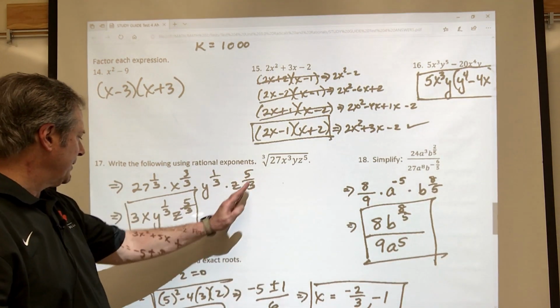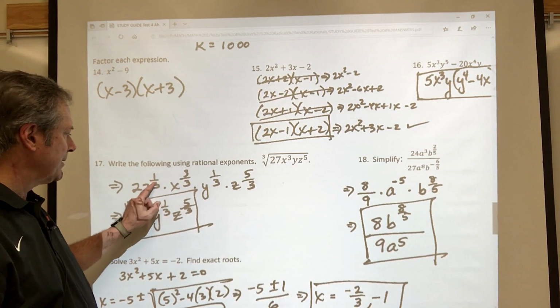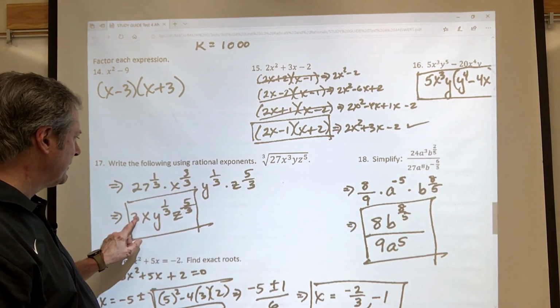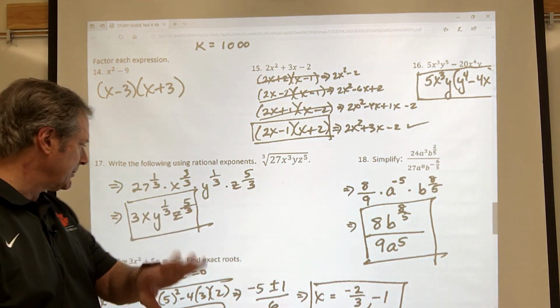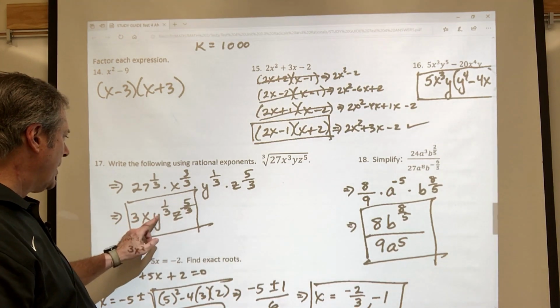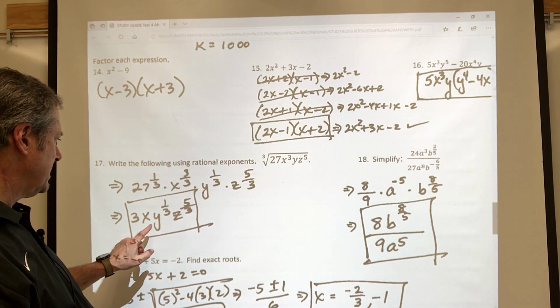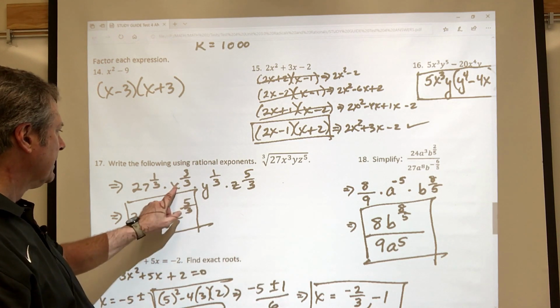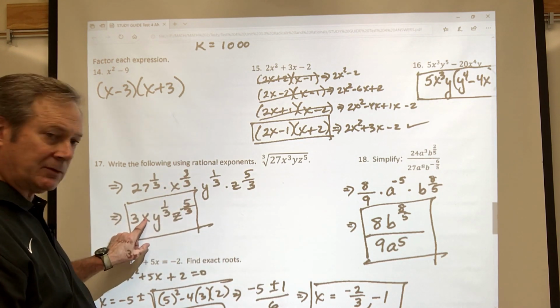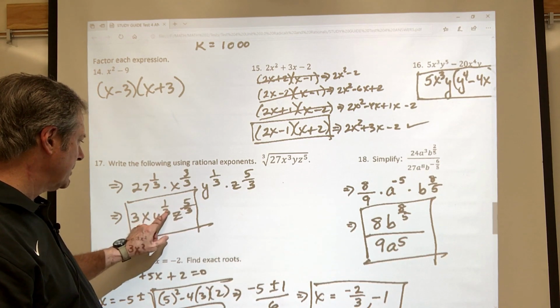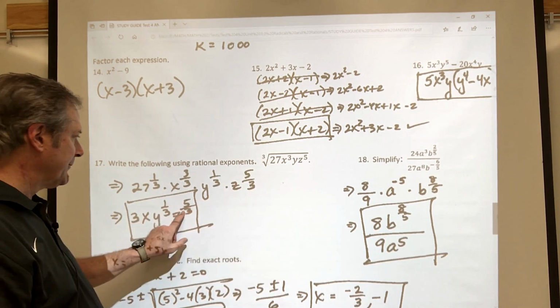Now we multiply this stuff together. Turns out 27 to the 1/3 power is the number 3, because it's 3 times 3 times 3. What did I do with the x? Oh, okay. x to the 1 power is just x. y to the 1/3, z to the 5/3.